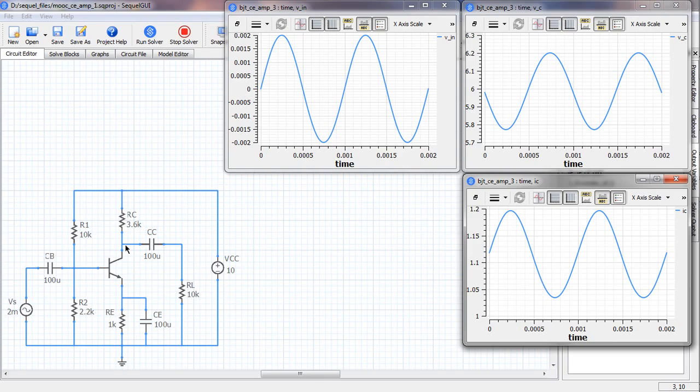Also, we expect the gain to be negative, that is this voltage divided by this voltage, the signal part is negative, and that means we expect Vc to be out of phase with the input voltage, and that is indeed what we see. This is the input voltage and that is the collector voltage. So definitely they are out of phase.